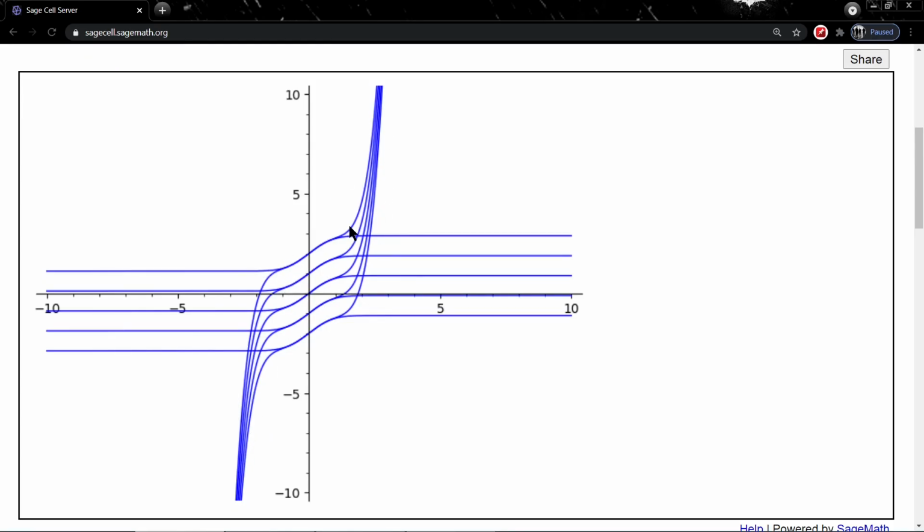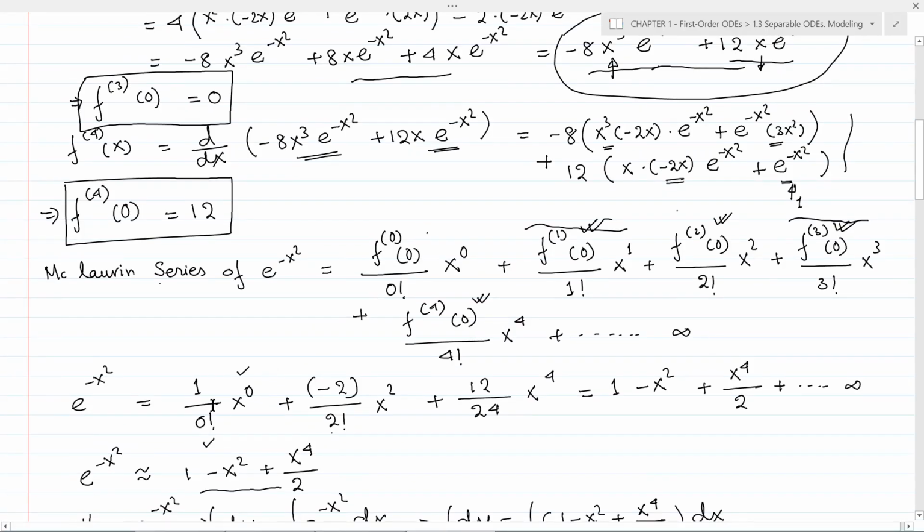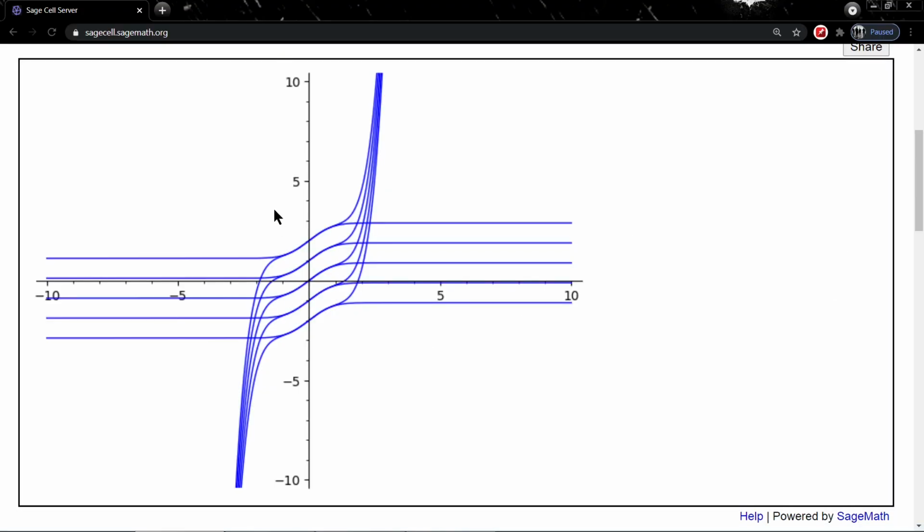For a certain range of x and y, the actual solution curves and the approximate solution curves coincide, but for extreme values of x they actually differ by a lot. If we take more number of terms in the Maclaurin series, then these two graphs, that is the approximate solution graphs and the actual solution graphs, will be more similar to each other.